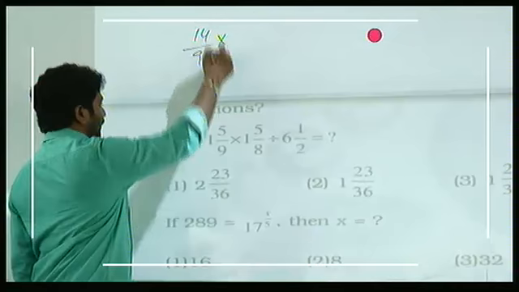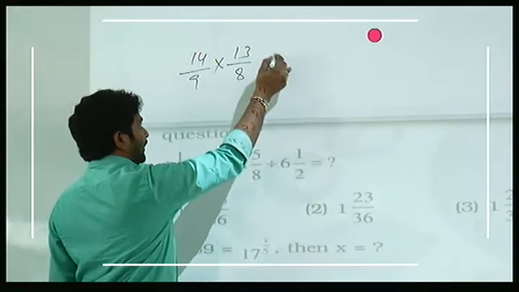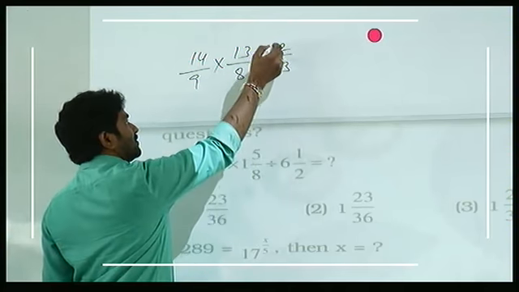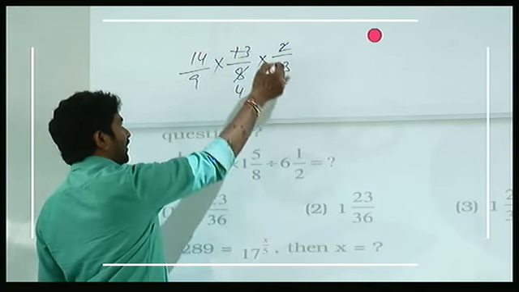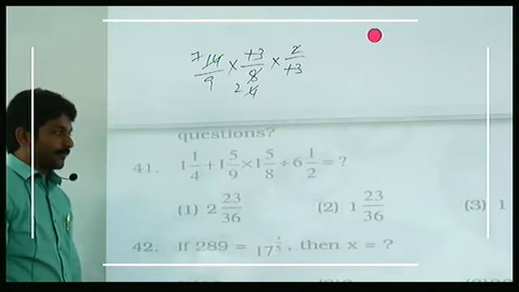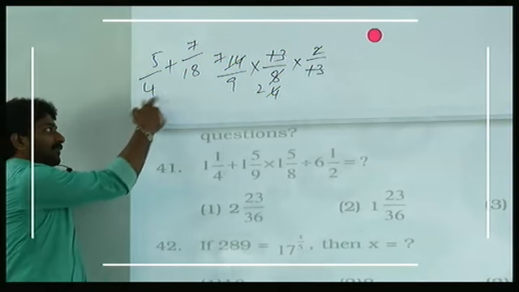5 by 9, 14 by 9 into 13 by 8 divided by 13 by 2. Let's write it as into 2 by 13. 2 how many times? 13 cancel. This is 7 by 2. Total 7 by 18. We already have 5 by 4. 5 by 4 plus this value is 7 by 18. Right. So we'll go for LCM 36.